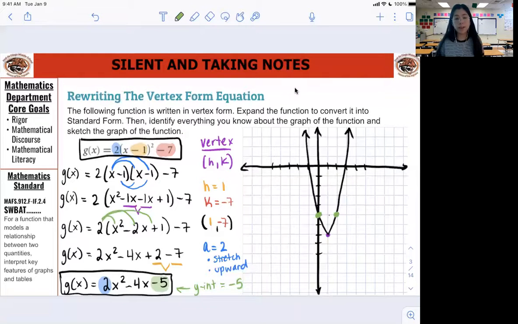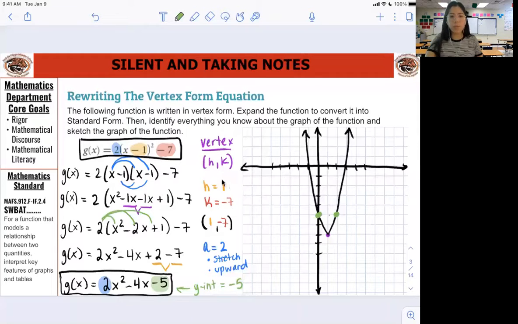Obviously I had to do math to get to this point, but that's why it's so useful to have vertex form and standard form, because each of those on its own doesn't tell you the whole story. Vertex form tells you the vertex, standard form tells you the y-intercept. Put them together, you can graph the whole parabola, because you can graph the vertex, you can graph the y-intercept, and put it together. So it's very useful to be able to convert from one to the other.